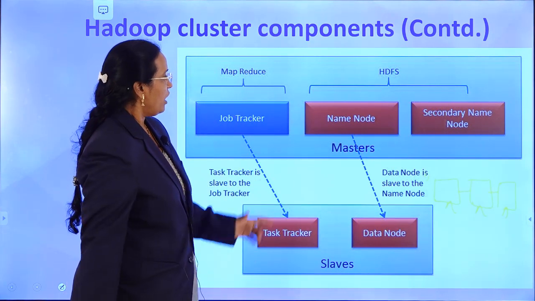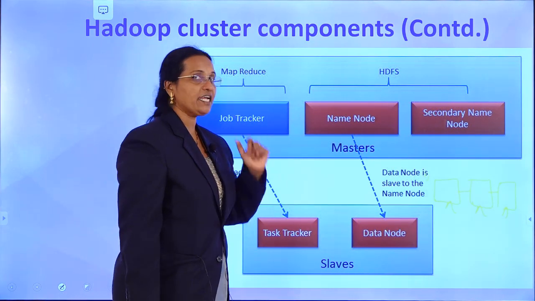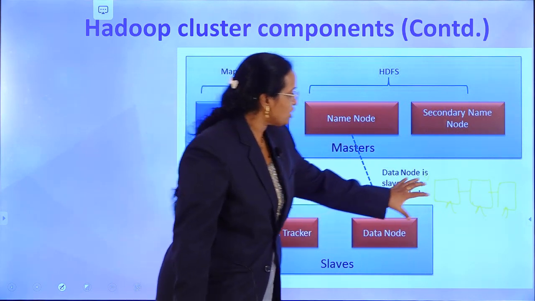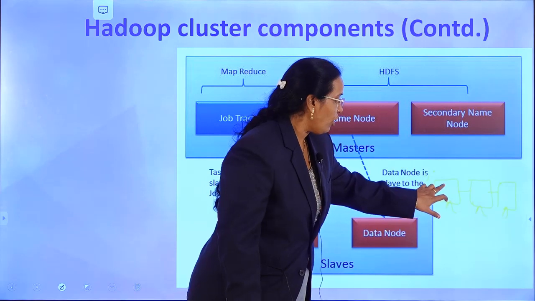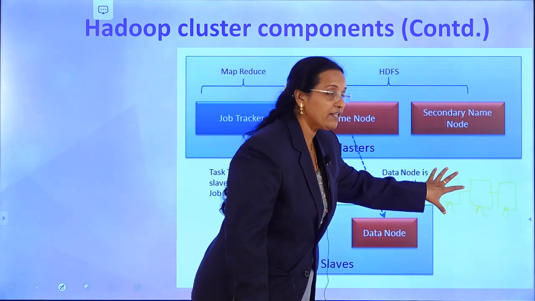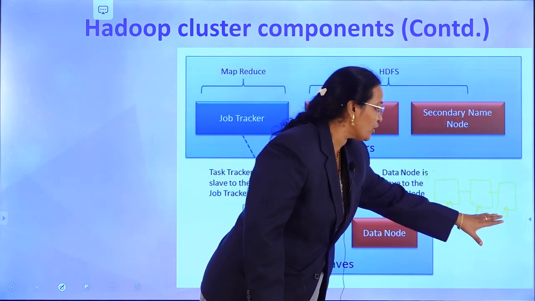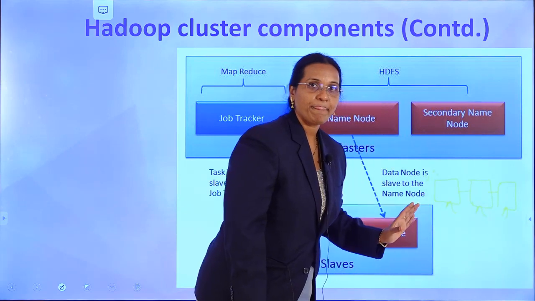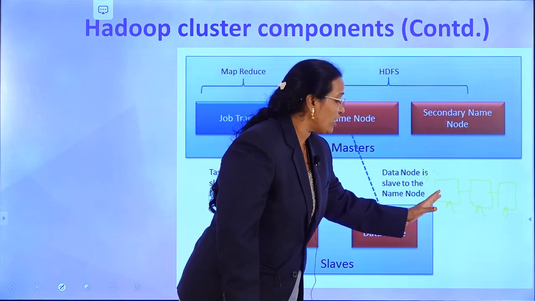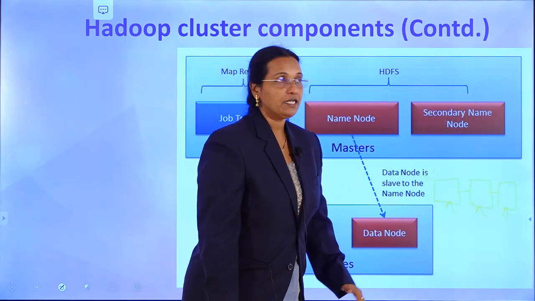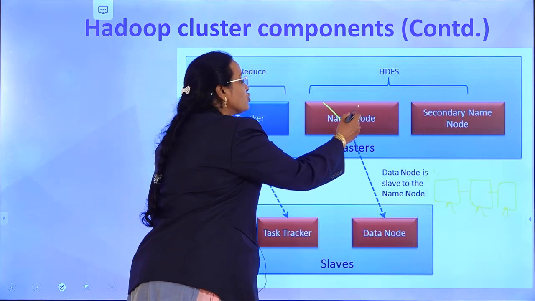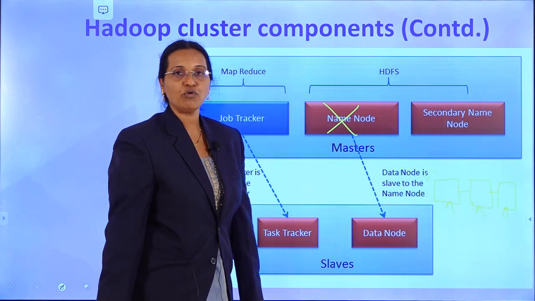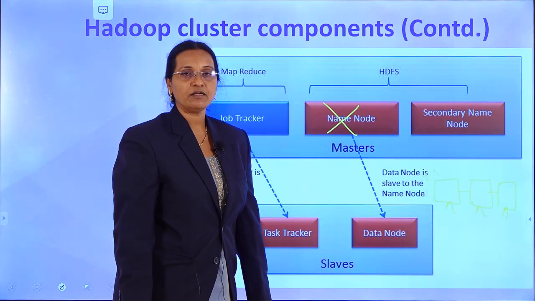and data node. Coming to the secondary name node: if a node is not working, immediately the job done by this node will be allocated to whichever node is idle. Why is this node not working? Because of hardware failure. Similarly, there is a chance of the name node also not working. In that case, what is going to happen?